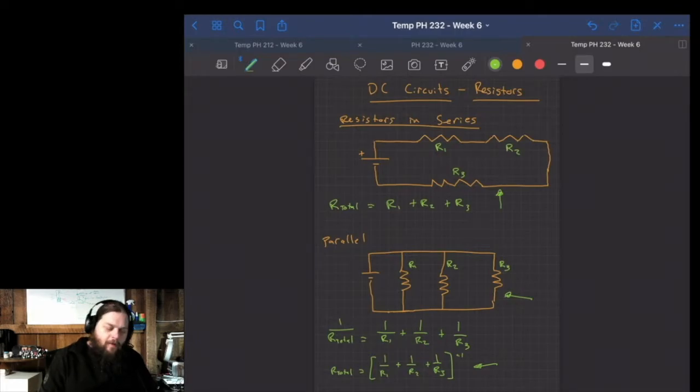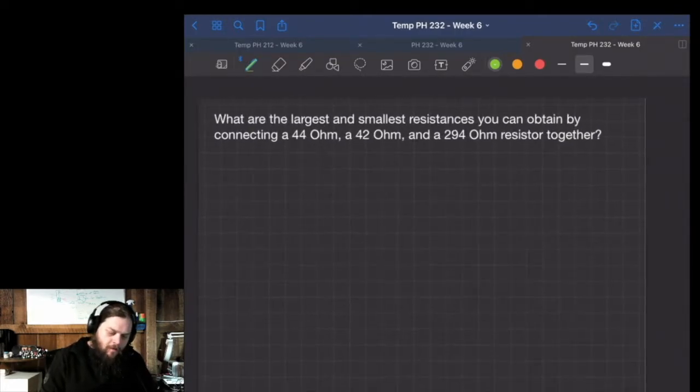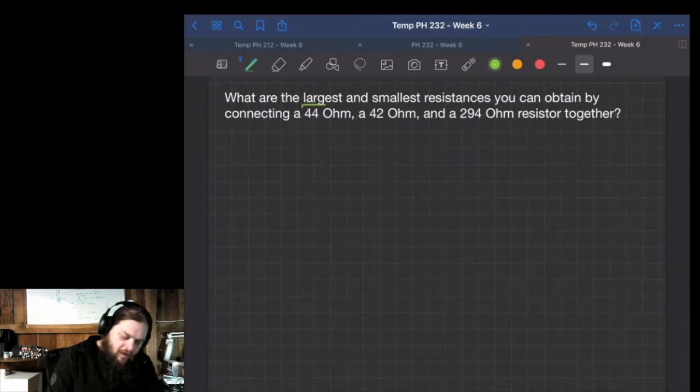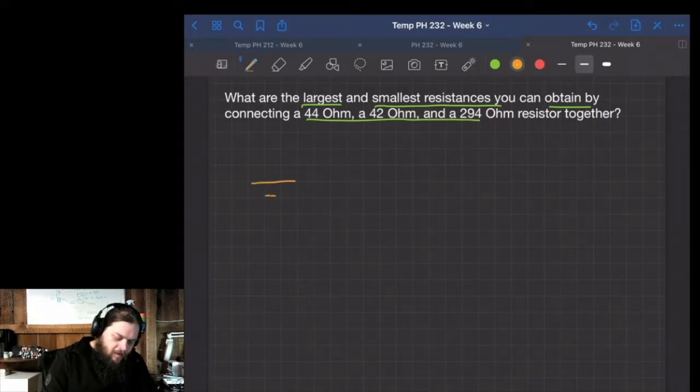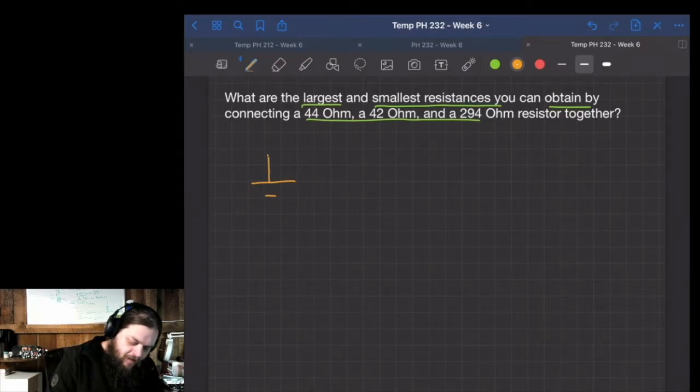Let's try a problem out. This one asks, what are the largest and smallest resistances you can obtain by connecting these 3 resistances together? To draw that out, it's basically the same idea. The largest would have to be adding them together. We can get the largest possible value by adding all three of those values together, so there'd have to be a series circuit.